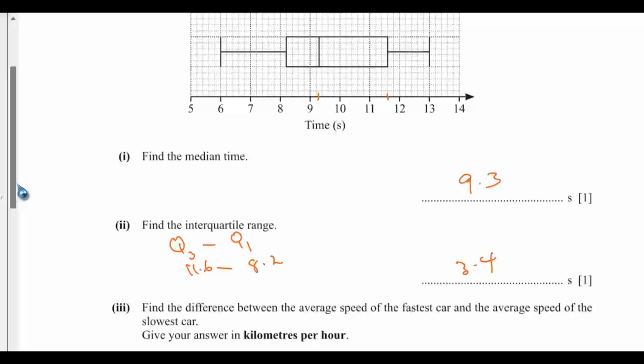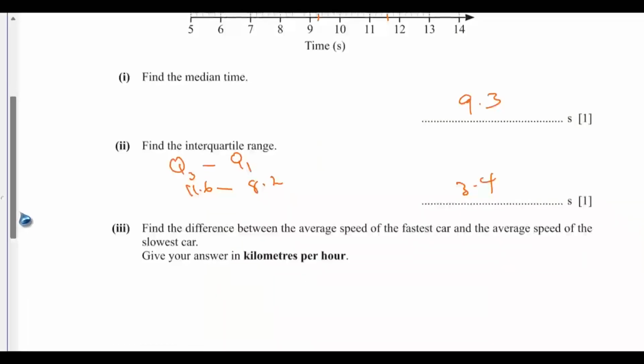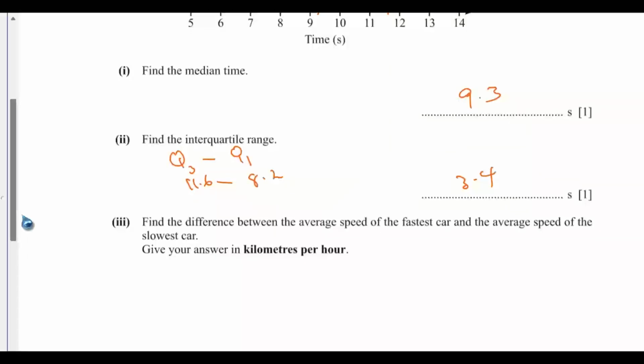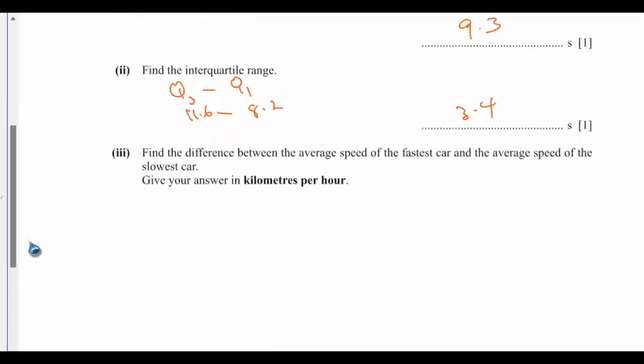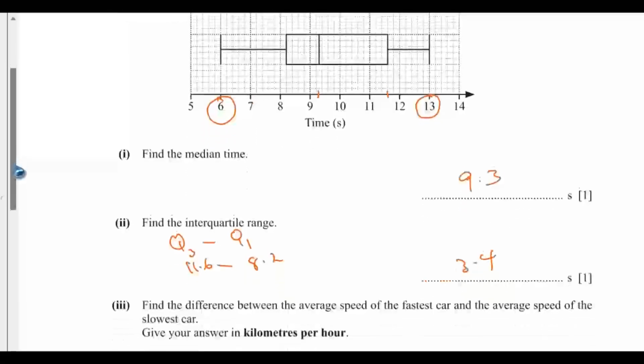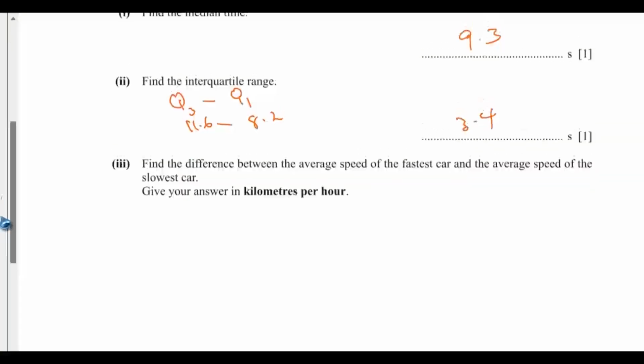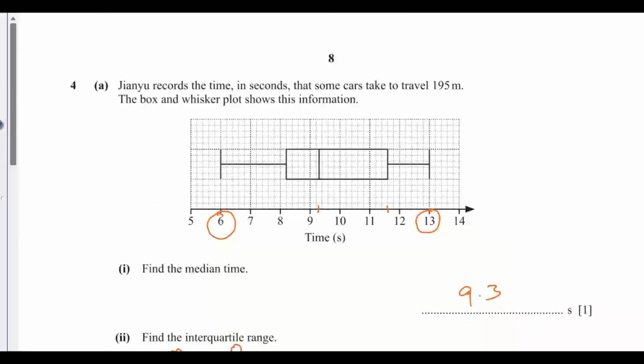Okay. So remember, if you got 3.4, that is correct. Now find the difference between the average speed of the fastest car and the average speed of the slowest car. Give your answer in kilometers per hour. Here will be the fastest car because it took 6 seconds, and the slowest will be this, that is 13 seconds. So the first thing we need to do is to convert the time to hour, then we'll convert the distance to kilometers.